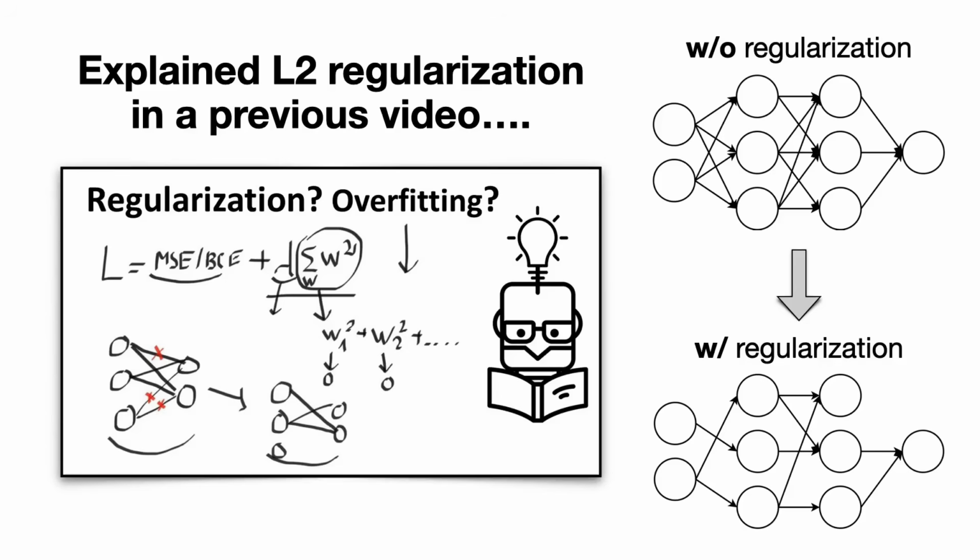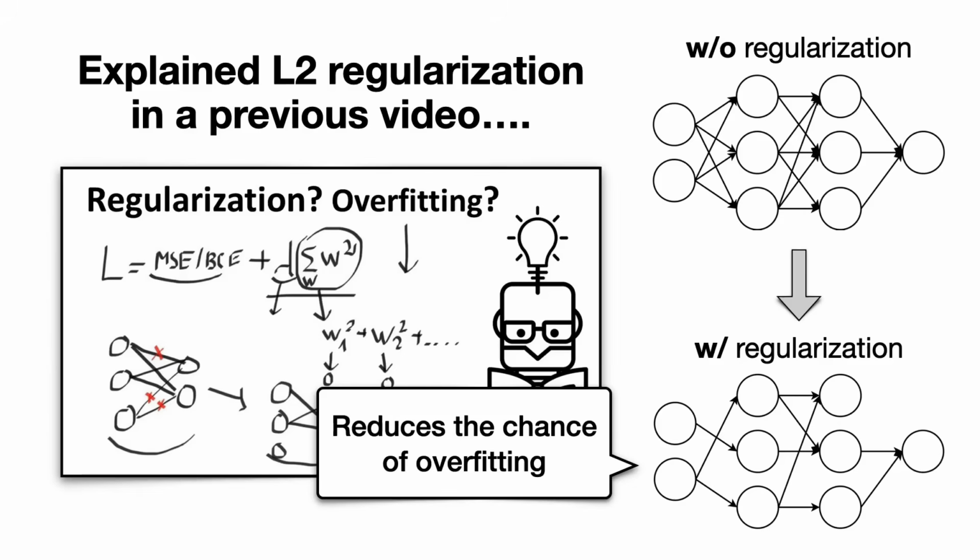Well, when our model is too complex, it tends to memorize the training data instead of learning general patterns. This leads to overfitting, where the model performs well on training data but struggles with new, unseen data. And by keeping the weights small, regularization helps reduce the model's complexity, making it better at generalizing.